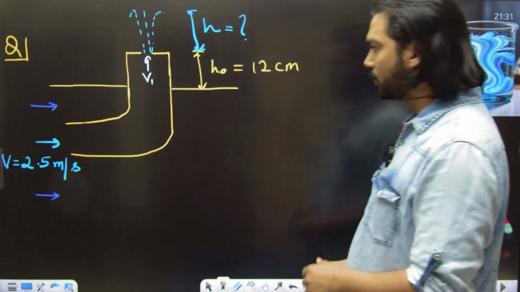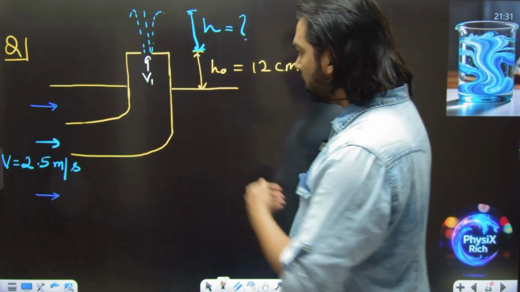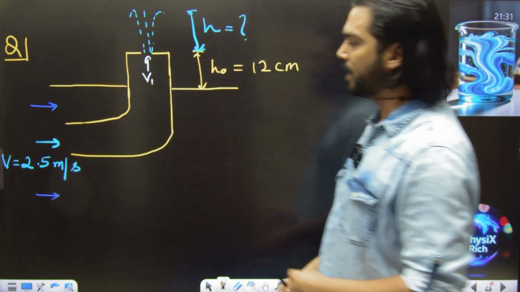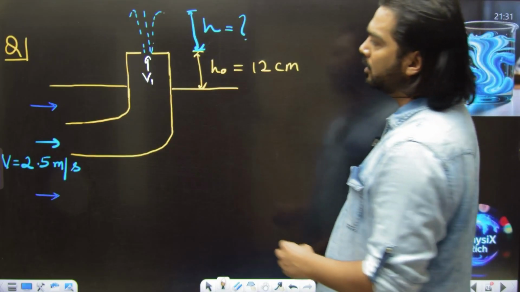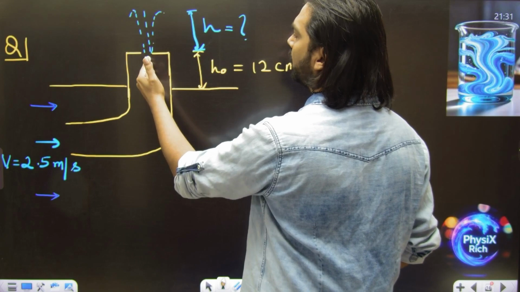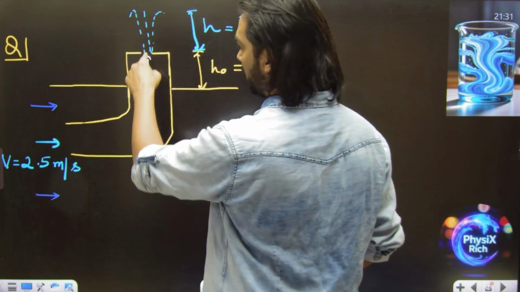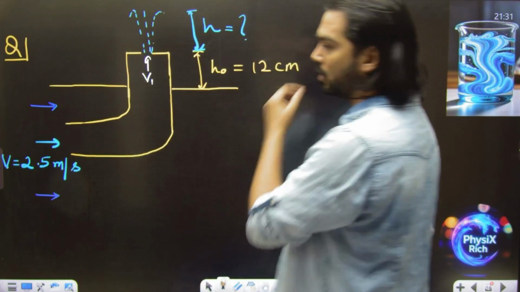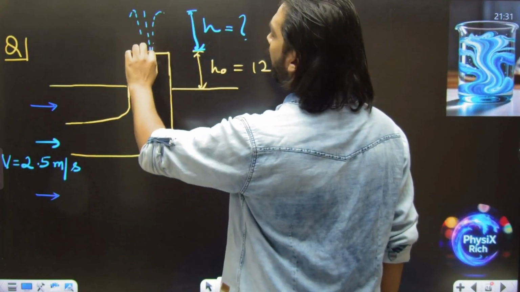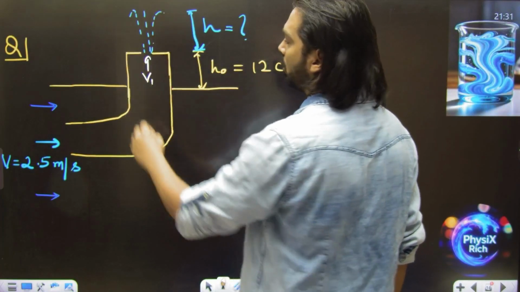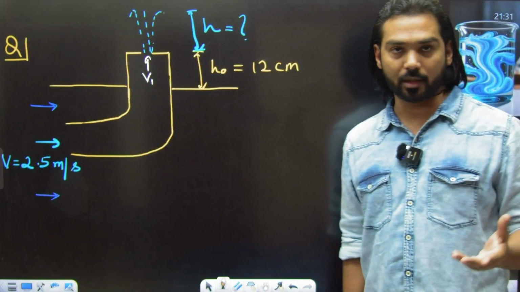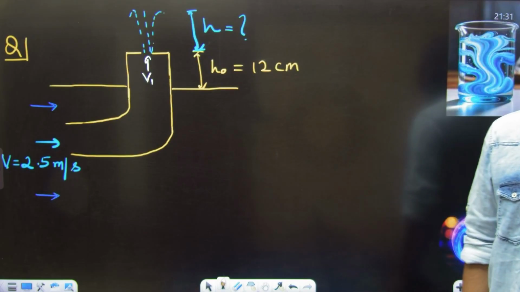Check this out. What's happening here? There's a fluid that enters with V equals 2.5 meters per second. And then there is a certain velocity with which the fluid exits over here. And he's asking us what will be the height to which this fountain will rise. That is our question, and now we are supposed to solve it.